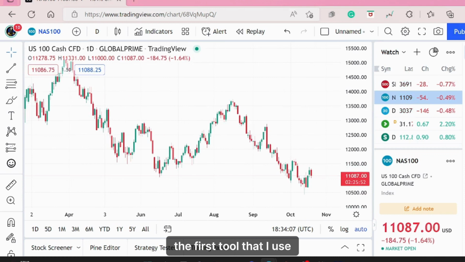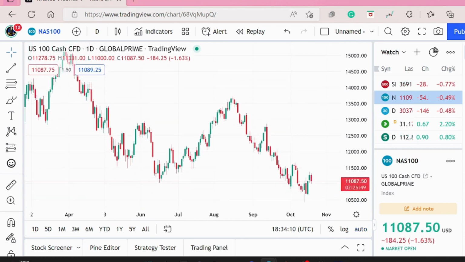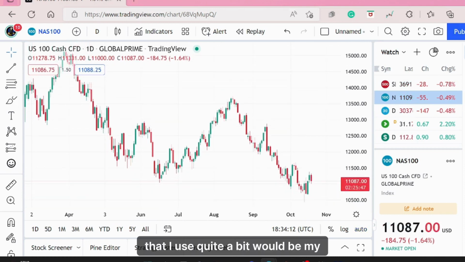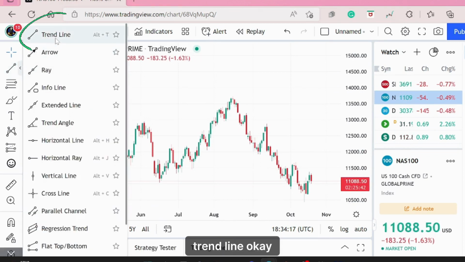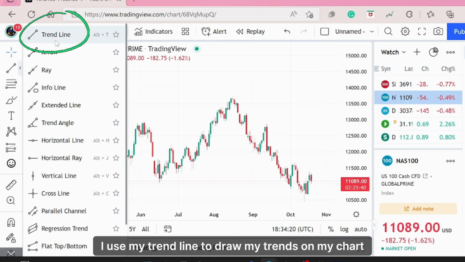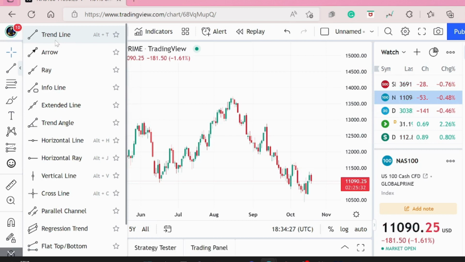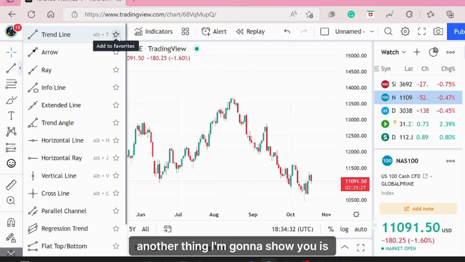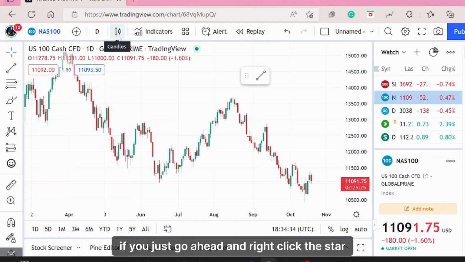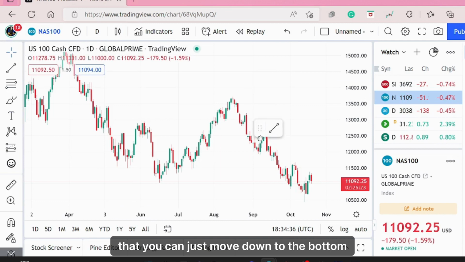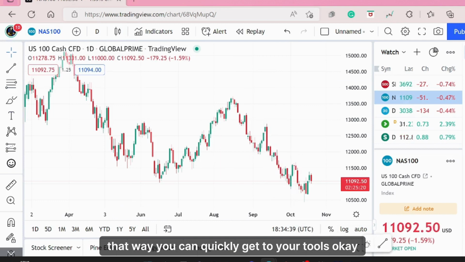the first tool that I use quite a bit would be my trend line, okay? I use my trend line to draw my trends on my chart so I can have a clear direction and a clear cutoff of the market, okay? Another thing I'm going to show you is if you just go ahead and right click this star, it will make a bar that you can just move down to the bottom. That way you can quickly get to your tools, okay?